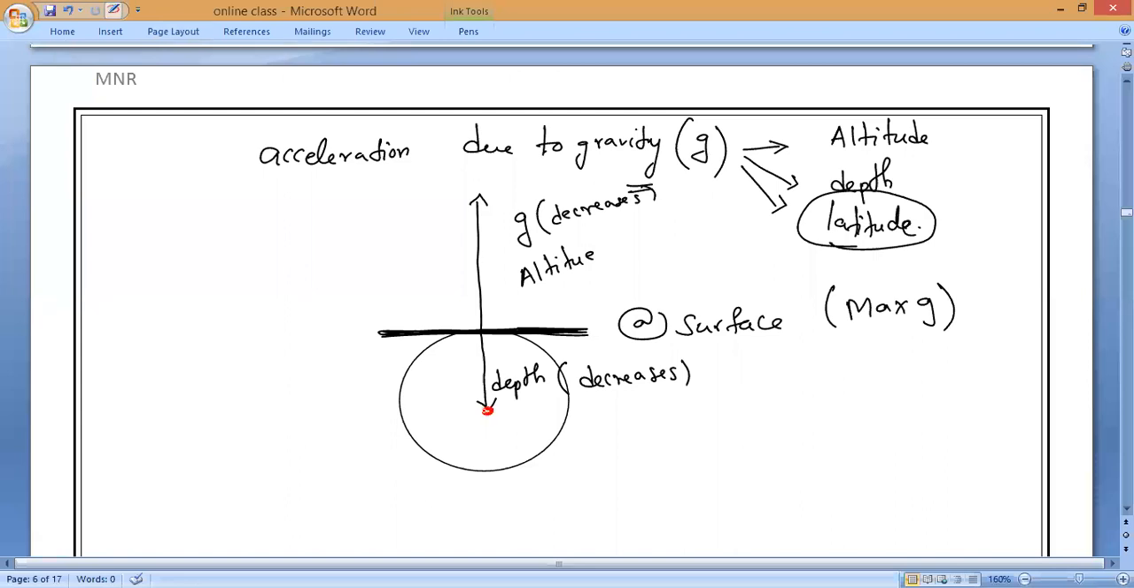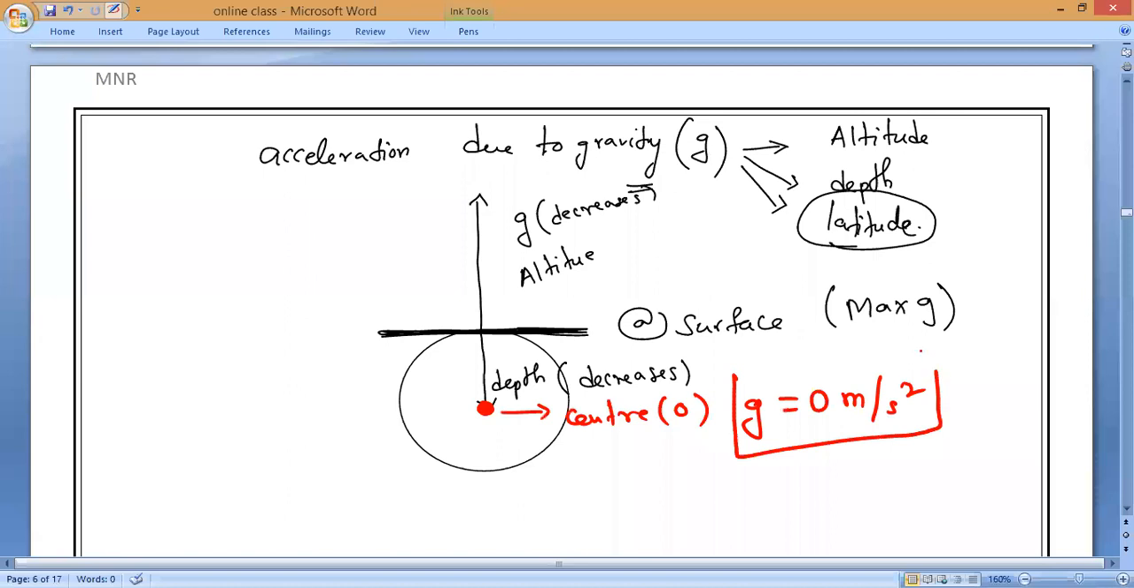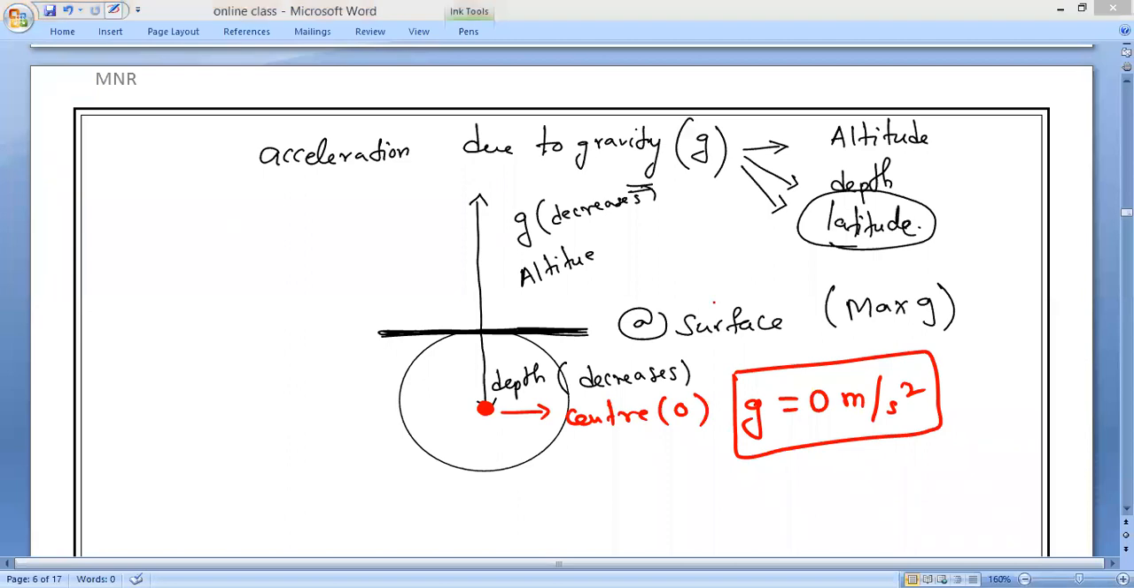Now, if I reach the center of any kind of planet, the g value always becomes 0 meter per second square. Yes or no?